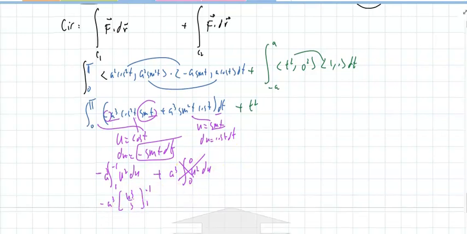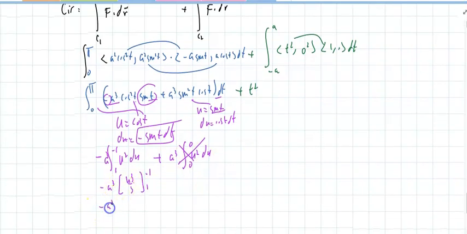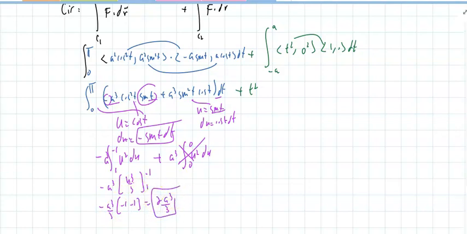Let me get a bit more space. That's going to be negative a cubed over 3 into negative 1 minus 1. So that is 2a cubed over 3. There's still another piece. This piece right here, that is the integral from negative a to a of t squared dt. That is t cubed over 3 evaluated from negative a to a. That is 1/3 into a cubed minus a negative plus a cubed. So that is 2a cubed over 3.